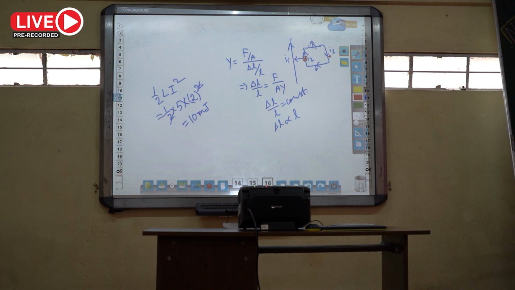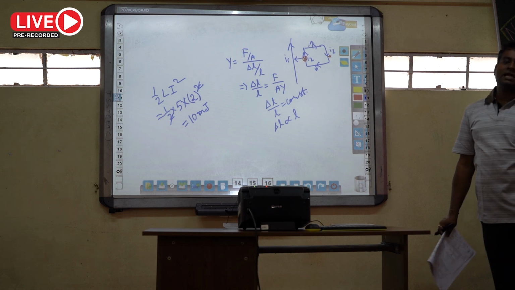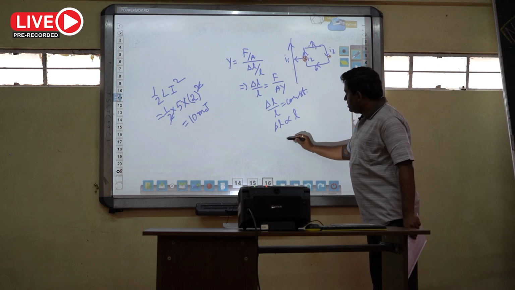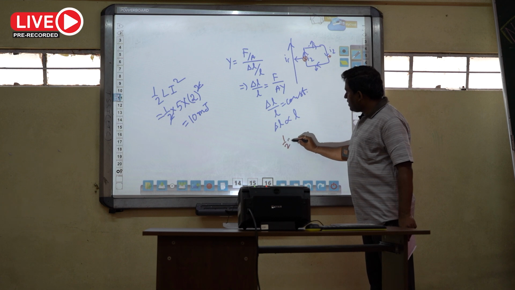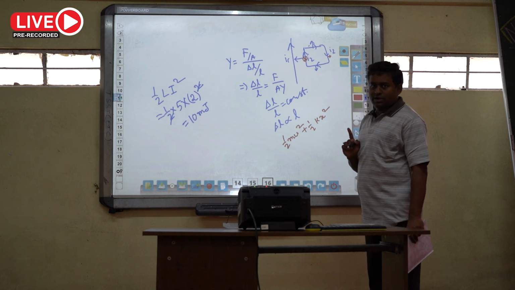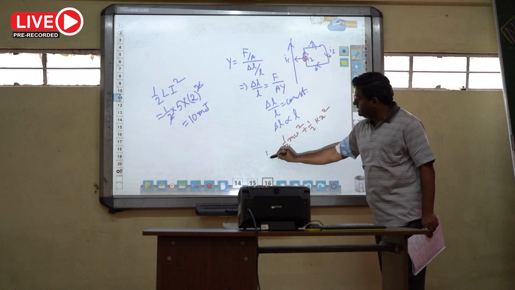Next one, a particle is executing simple harmonic motion such that the displacement from mean position is x. The total mechanical energy of the particle is, it is not depending on x, because total mechanical energy is half m omega square a square, where a is the amplitude. You can also calculate this one, that kinetic energy half m v square, potential energy half k x square at that particular point. So this is the total mechanical energy E.